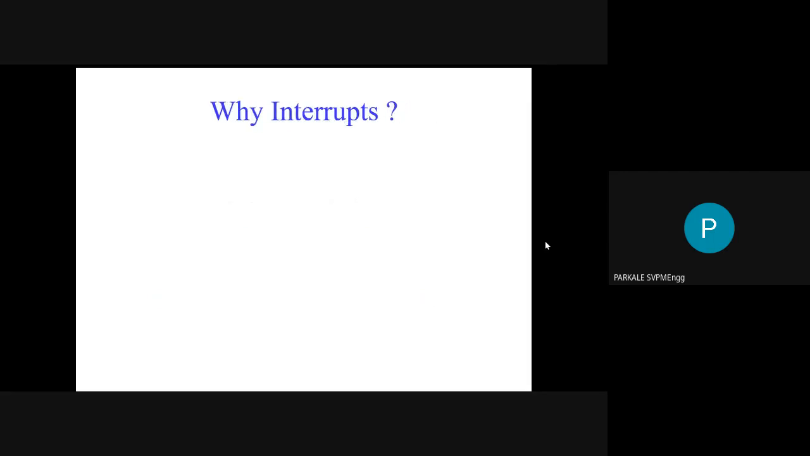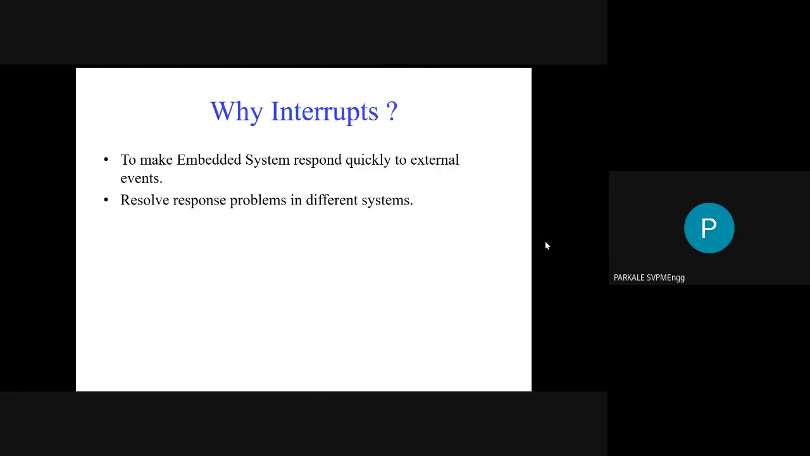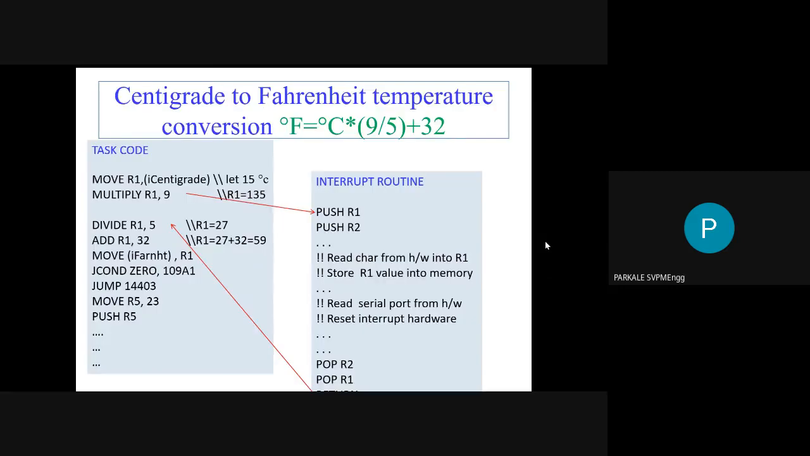In this interrupt we have seen why to use interrupts, because without interrupts it is not possible to execute the important task. Second, we have seen what happens whenever any hardware or software interrupt comes. We have to switch from the task code to the ISR routine, complete the ISR routine, and again come back from the ISR routine to the task code.